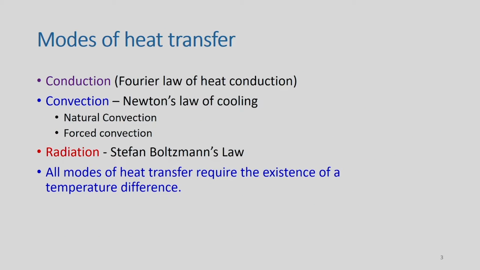There are three categories of heat transfer: conduction, convection and radiation. So, we take help of Fourier's law of heat conduction to understand conductive heat transfer, and we take help of Newton's law of cooling to understand convective heat transfer. There are two categories of convective heat transfer: one is natural convection or free convection, and the other is forced convection. And when we are interested in radiation, we must take help of the Stefan-Boltzmann law.